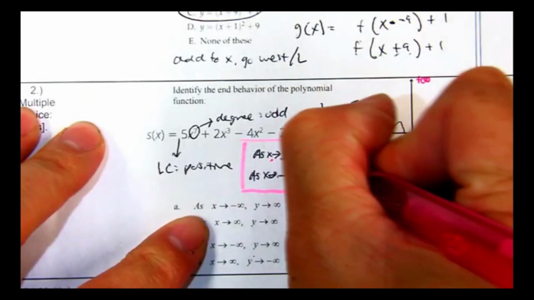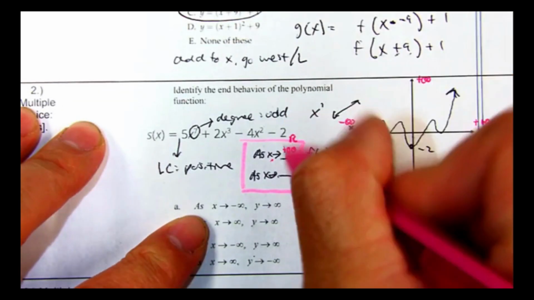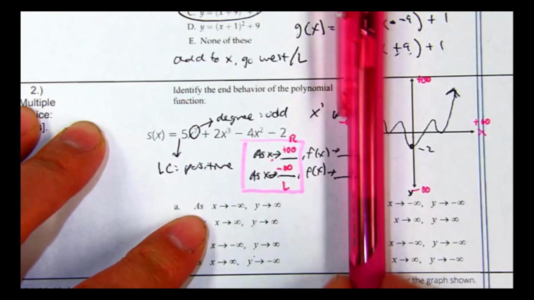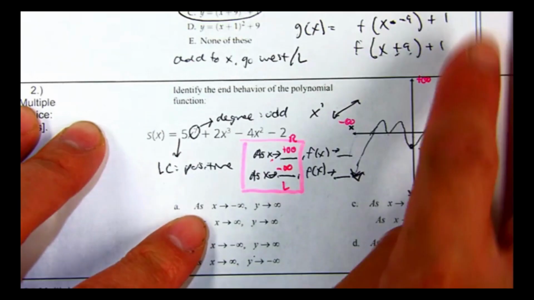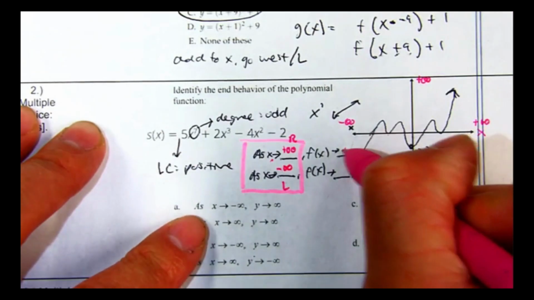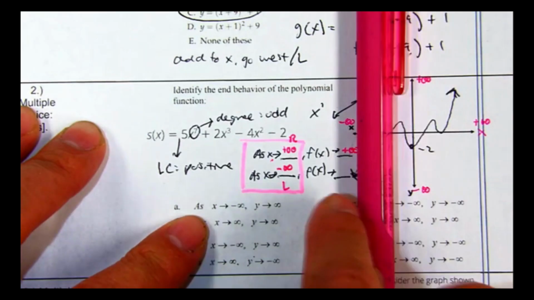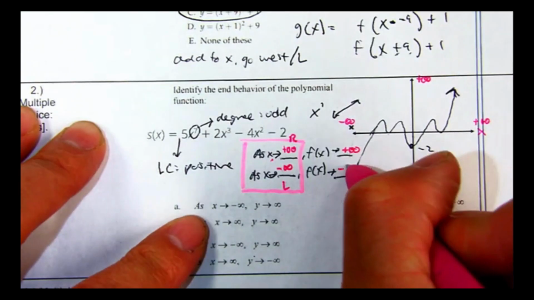As you go positive infinity, that's going towards the right, and as you go negative infinity. So you have to test it as you go towards the right. What happens to my graph? It's going up. Up is positive infinity. And then as you go towards the left, the graph goes down. Down is negative on the y-axis, or f of x.